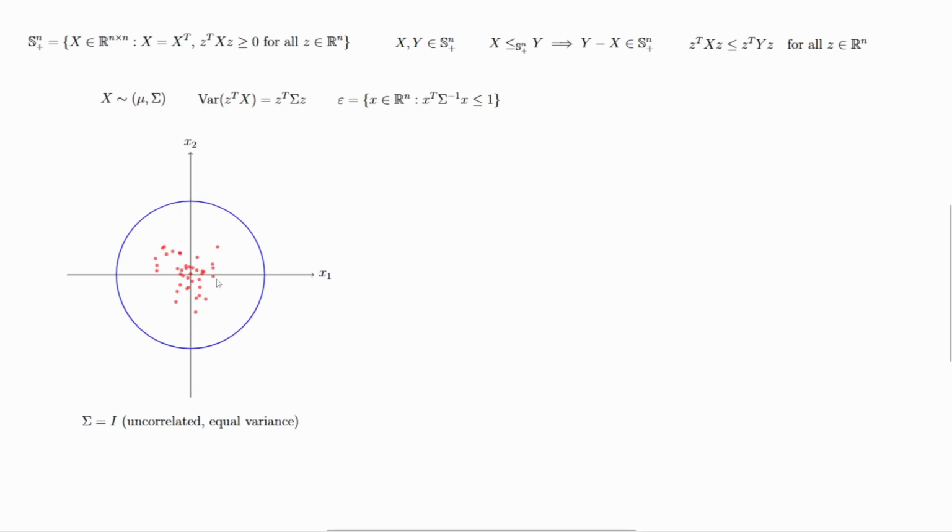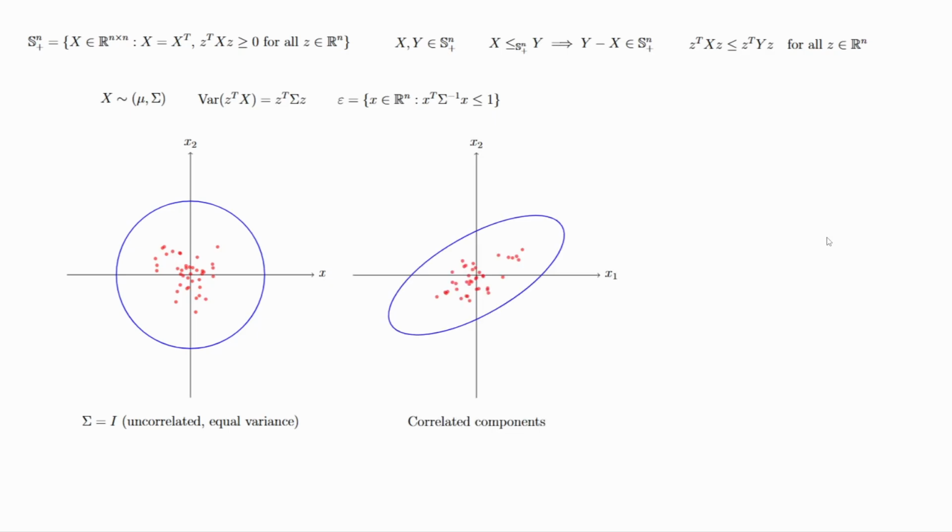What that means is that if we sample X many times with this distribution, then a single sample might look like a single dot on this graph. But if we sample many times, we will see that we get a circle shape because X1 and X2 are uncorrelated. On the other hand, if the components of X are correlated, we get our familiar ellipse. In this case, X2 and X1 are positively correlated. That's why the ellipse is oriented the way it is.